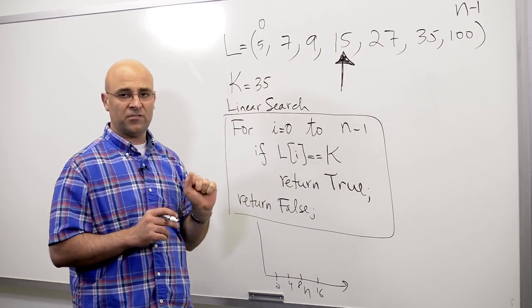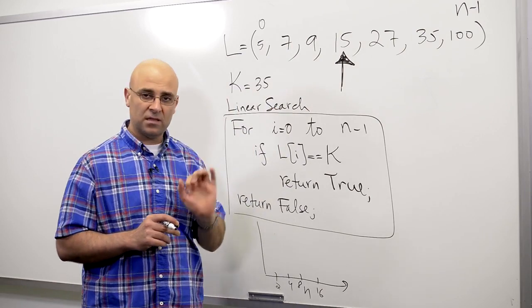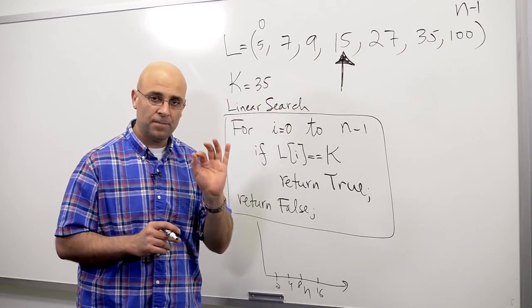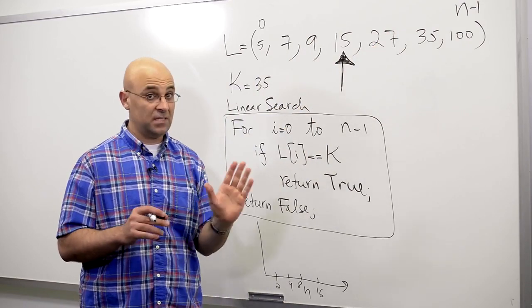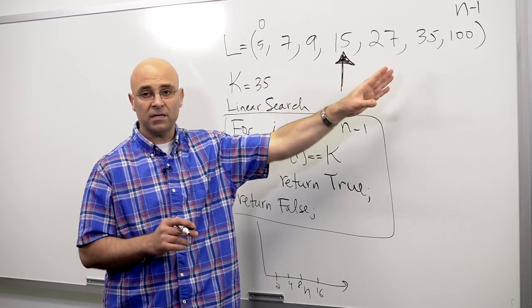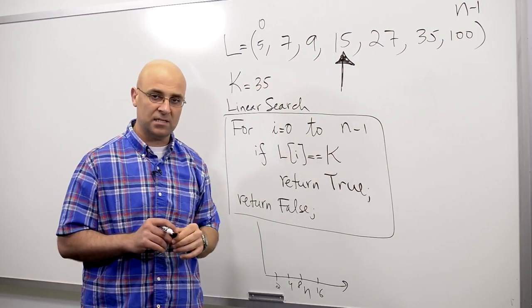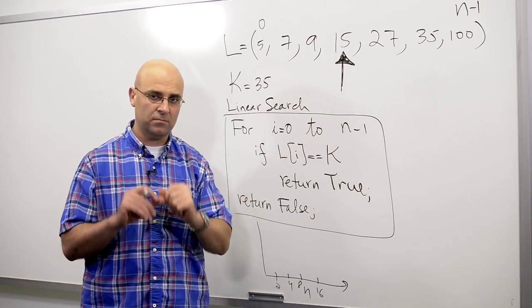I am looking for 35. I go to the midpoint, it's not there. I know for sure that if 35 is in the list, it has to be to the right of this point. If it's in the list and not to the right, then the list is not sorted in ascending order. So that violates my assumption.